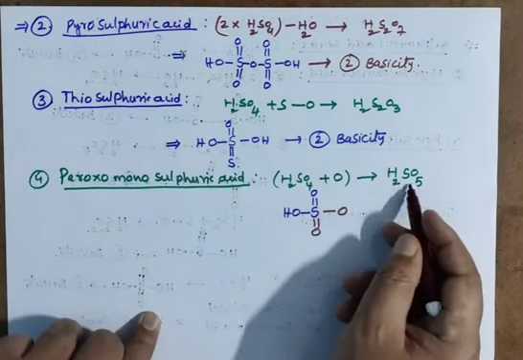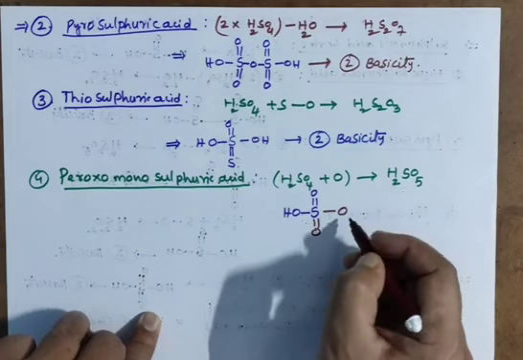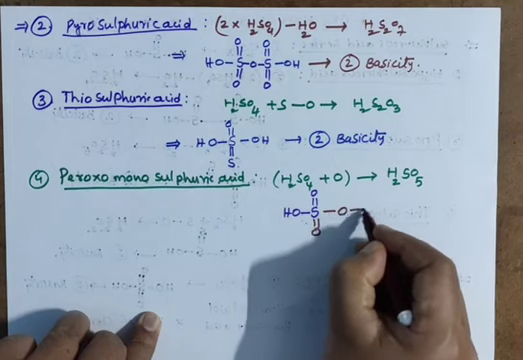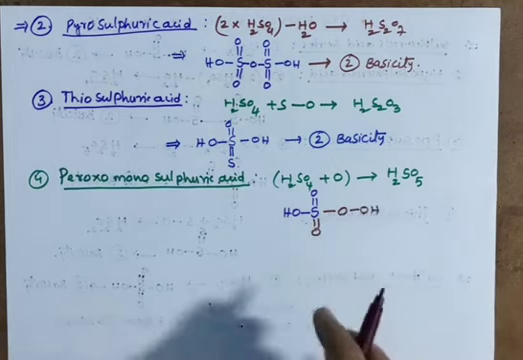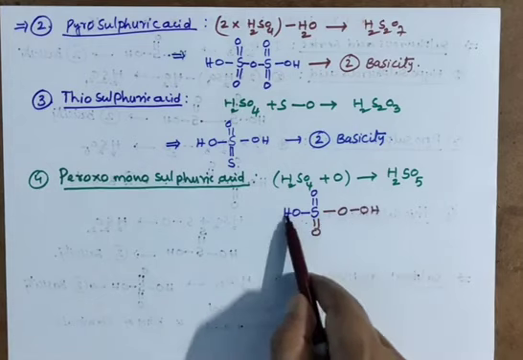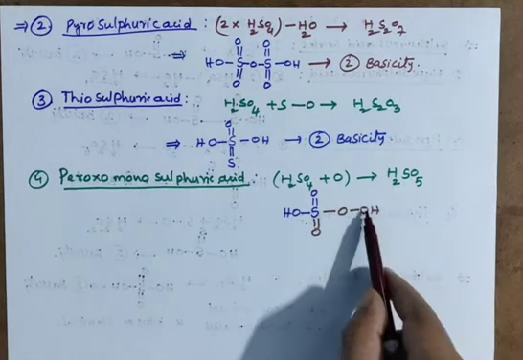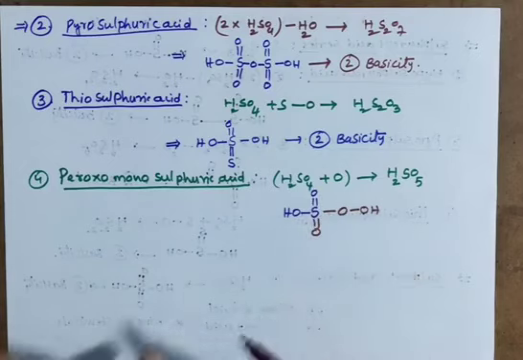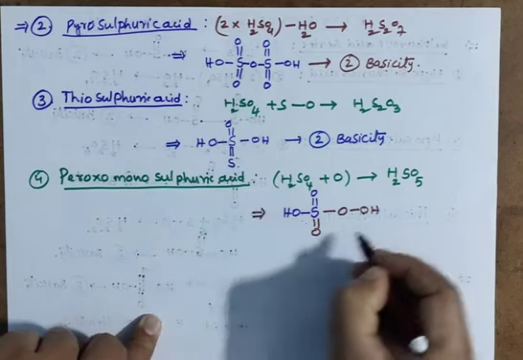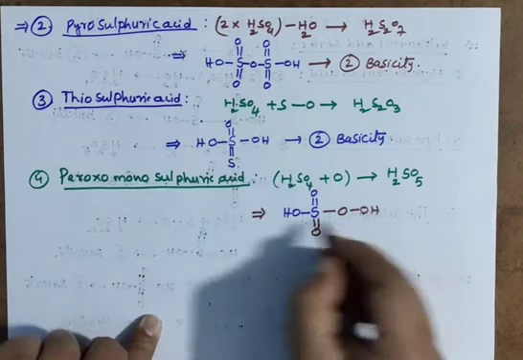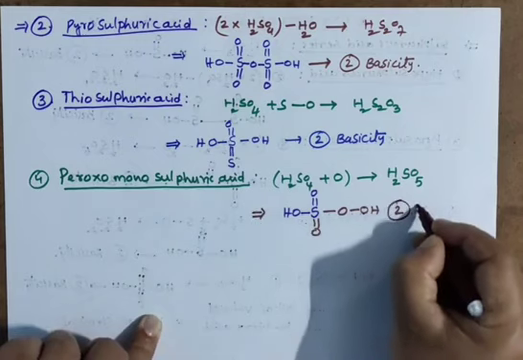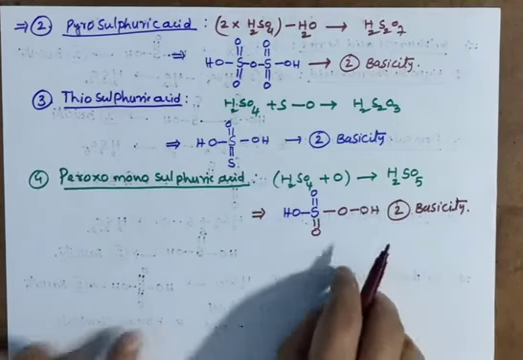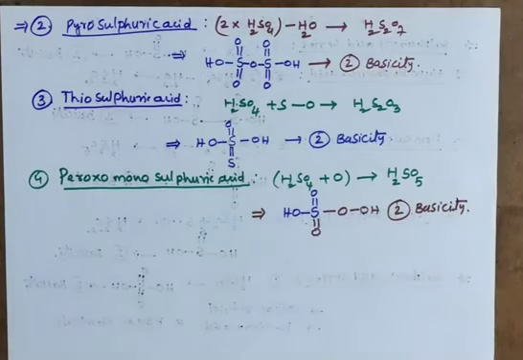And here one sulfur completed. One more hydrogen is there. So here one OH. So 2 hydrogens, 1 sulfur, 1, 2, 3, 4, 5 oxygens completed. Now how many OH groups are there? 1, 2. So 2 is the basicity. So along with the basic unit, you can draw structure easily.